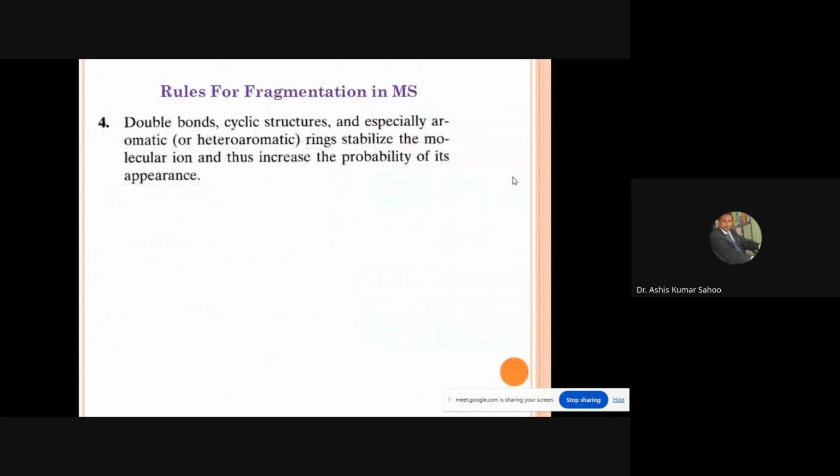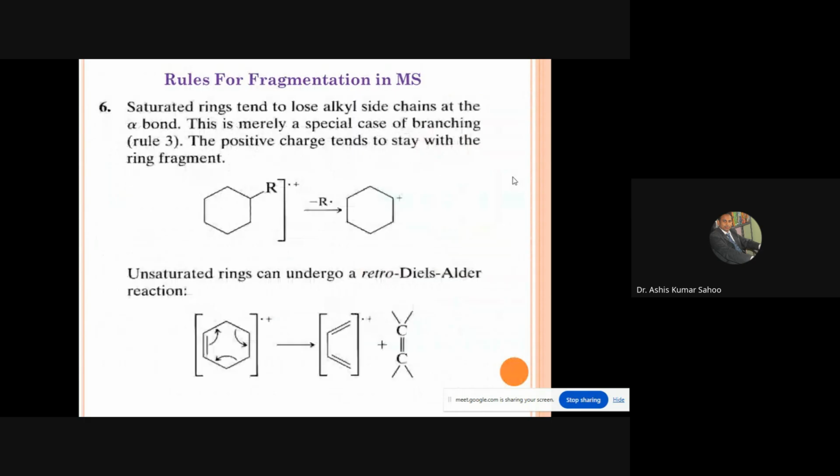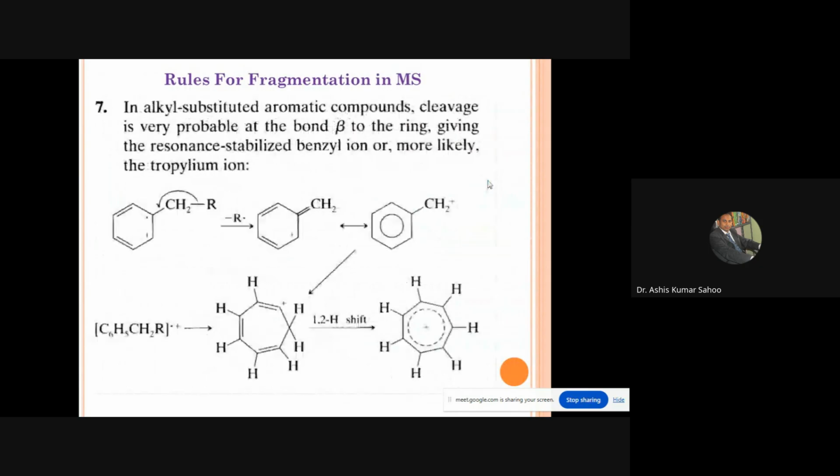So we have rules for double bonds. A saturated ring can be one.